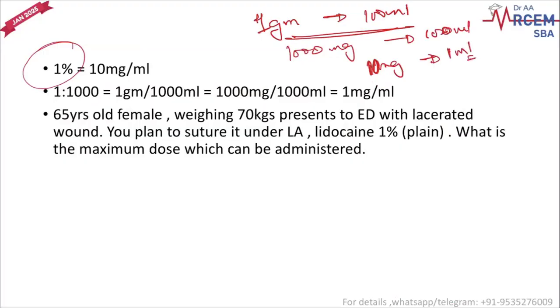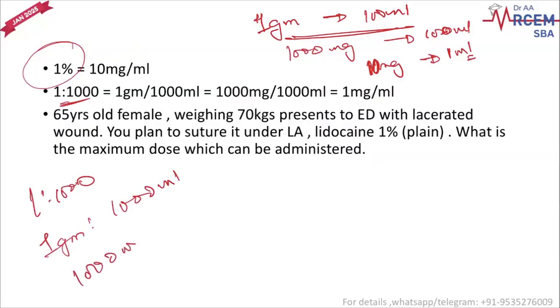What else do you need to remember? Another thing, I might have told you in the anesthesia registration chapter, is the 1 in 10,000 ratio. What is a 1 in 1,000 ratio? What does this mean? 1 in 1,000 means 1 gram is present in 1,000 ml. 1 gram is nothing but 1,000 mg present in 1,000 ml. So 1 mg is present in 1 ml. That's what you need to remember.